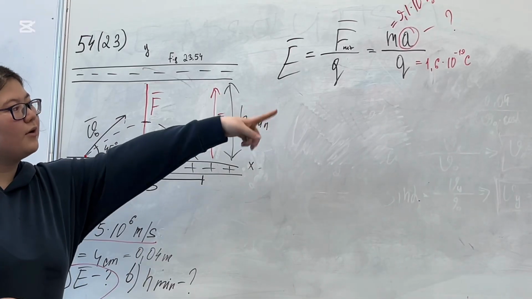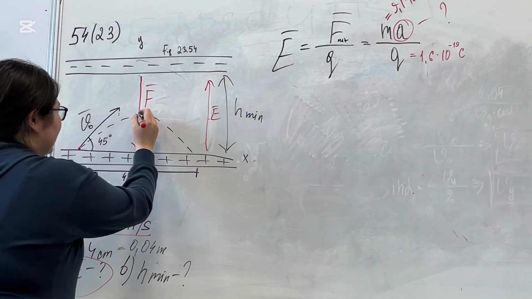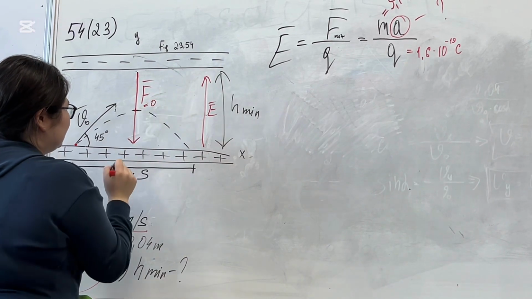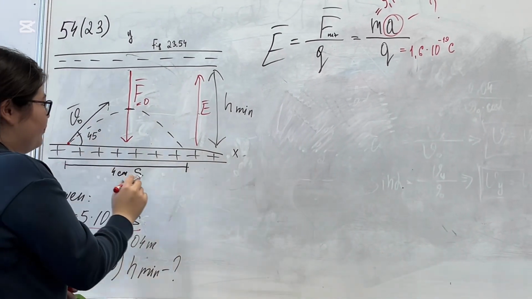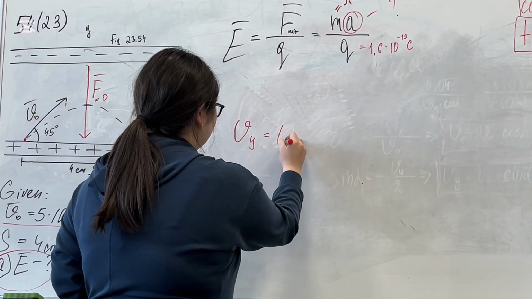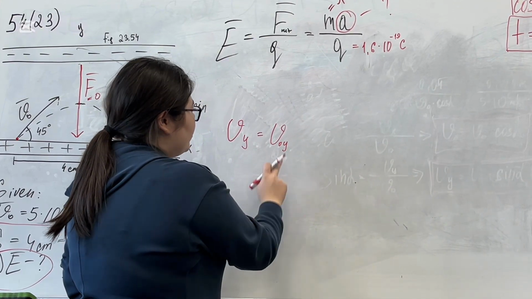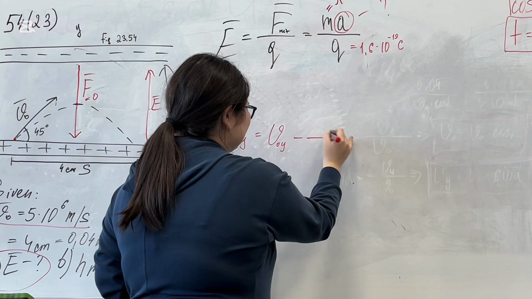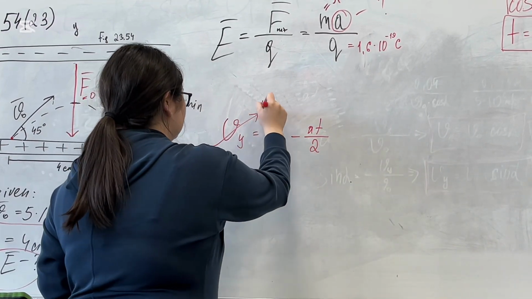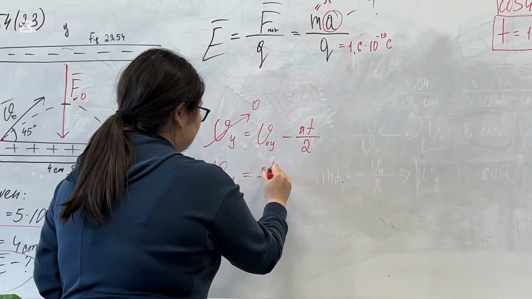Okay, let's use our time to find acceleration. We know that at the halfway point, the velocity will be 0 and the height will reach its maximum. So we can write the formula: Vy is equal to V0y, which we already found previously, minus at divided by 2. We know that this is equal to 0. So now we can transform this formula and write it like this.